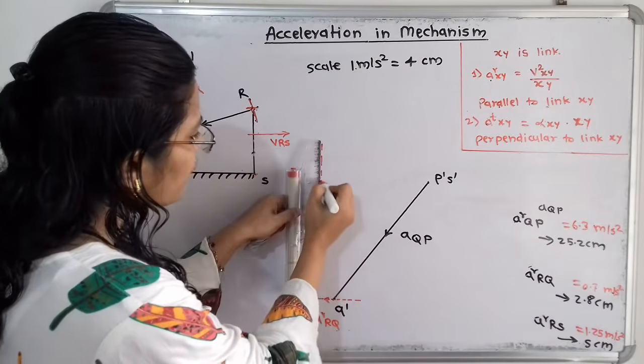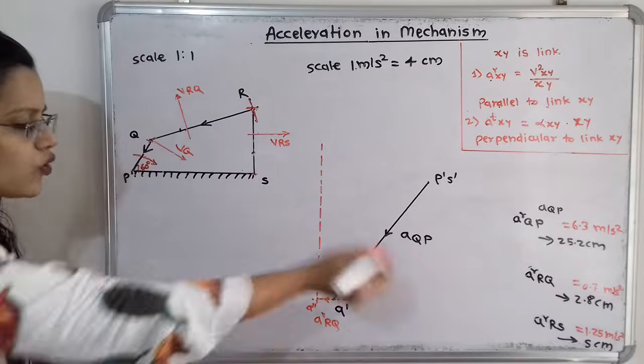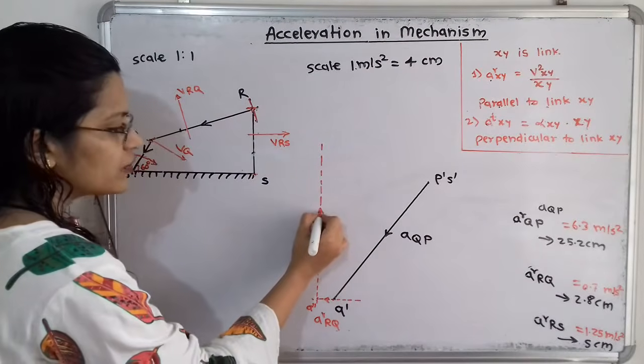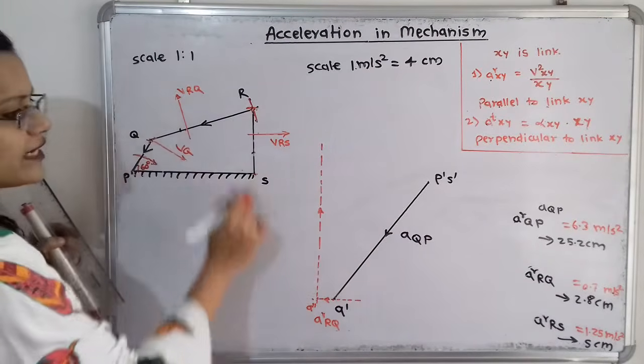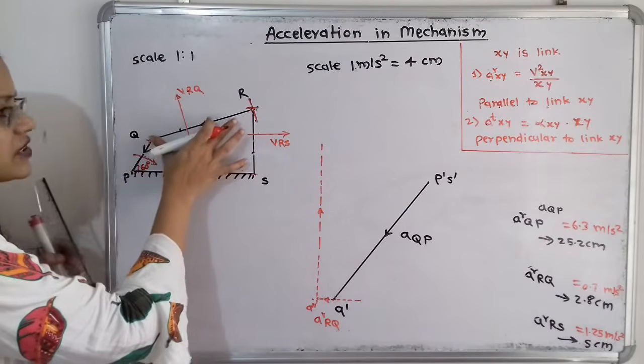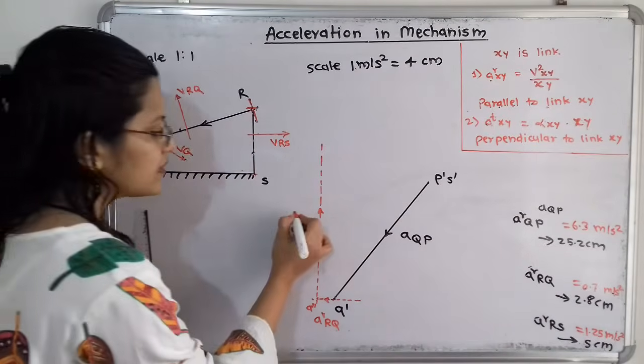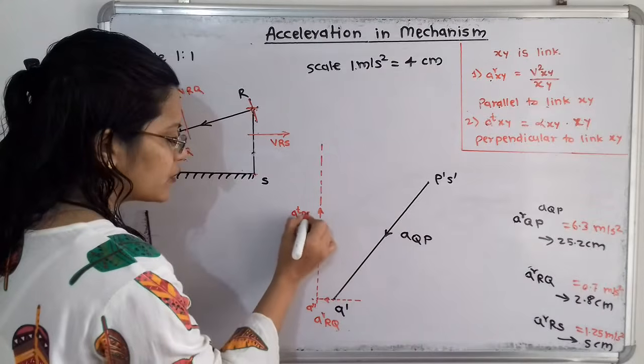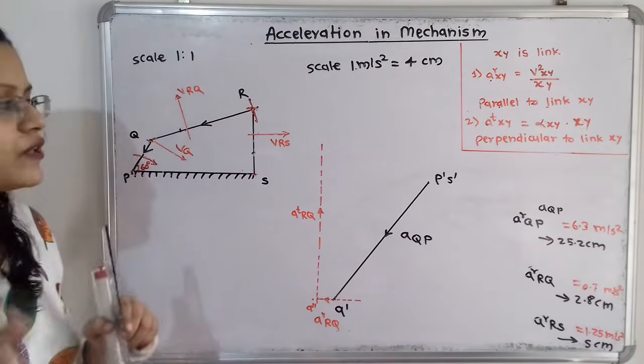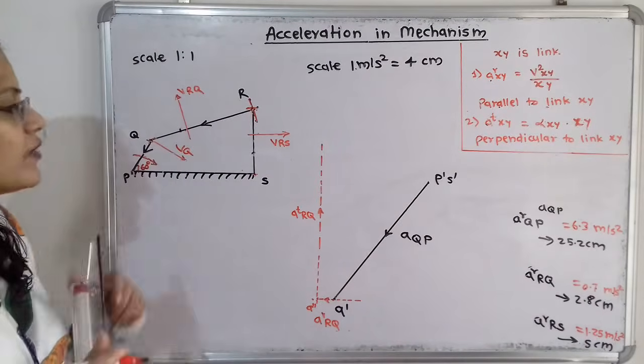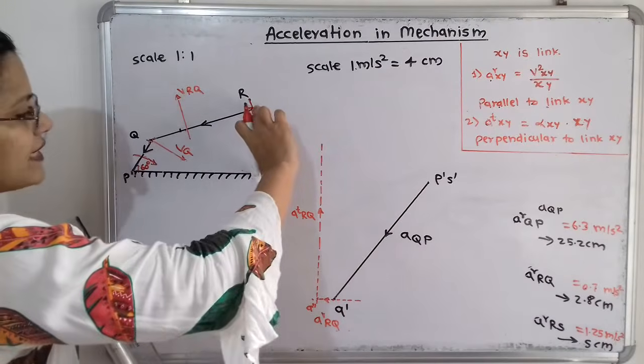Now the magnitude for this tangential component is not known, but I can show the direction, and what we can show is that this is the tangential component of RQ. So I will write here a raised to t RQ. Now the magnitude is not known. In the same way we will move on to the link RS.